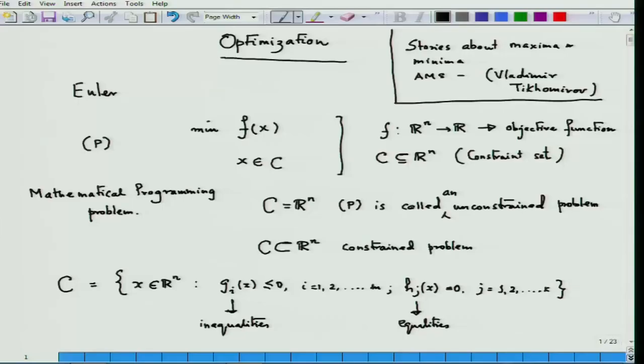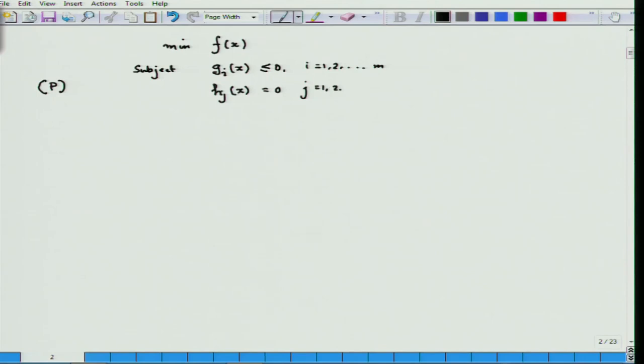So, in general a mathematical programming problem would be written as follows. This is what we will be largely bothered about. So, the problem P, once C is described like that, can be written as follows. So, this is our basic setup, and we would like to work in this setup.